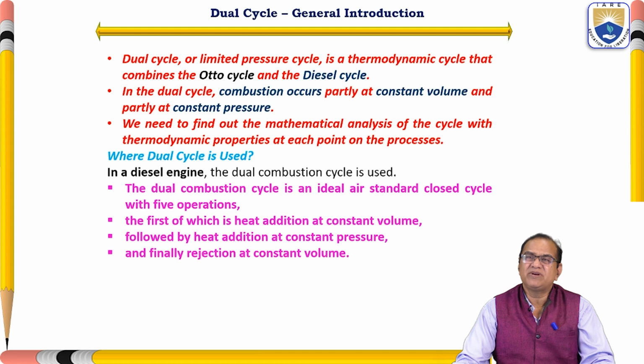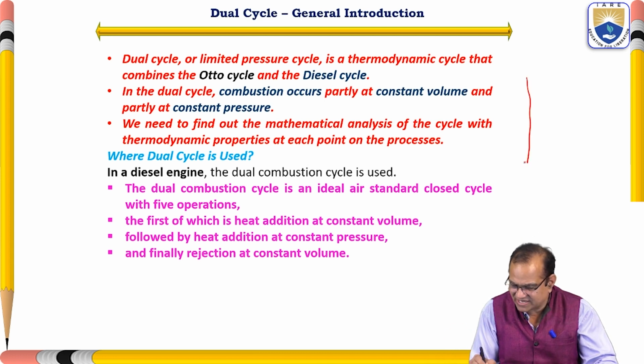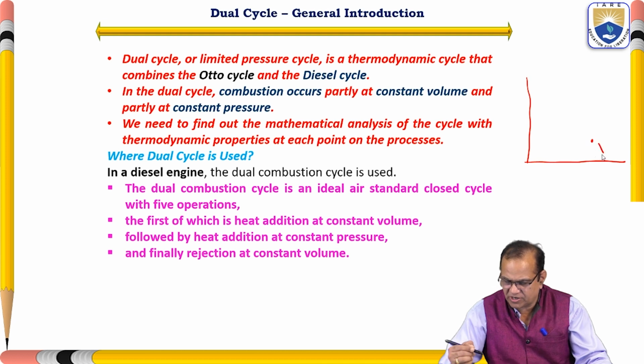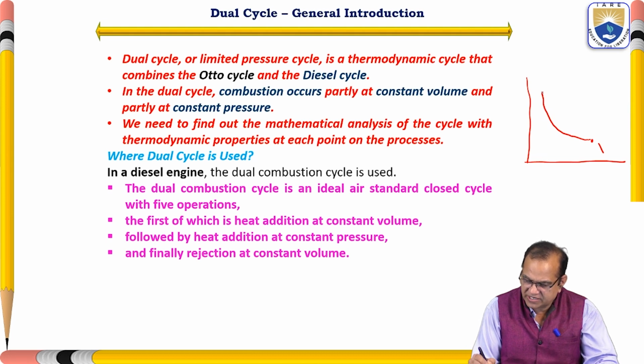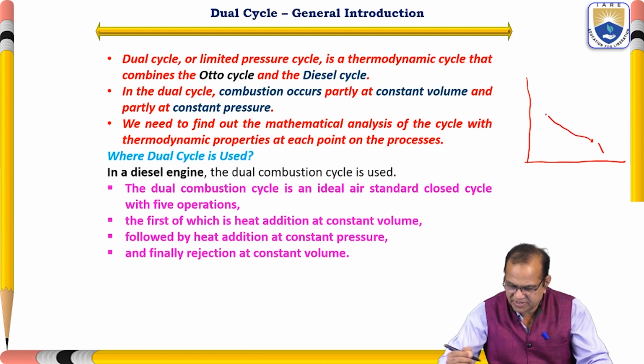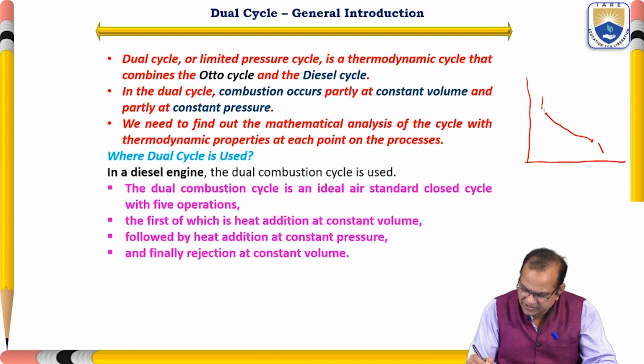So the dual cycle or limited pressure cycle is a thermodynamic cycle that combines the Otto cycle and the diesel cycle. In the dual cycle, combustion occurs partly at a constant volume. So I will write here. From here is the process 1, and from here, this is the isentropic compression, and this much is your constant volume. So 1 to 2, 2 to 3, and from here this much is the 3 to 4. These are the Q in.